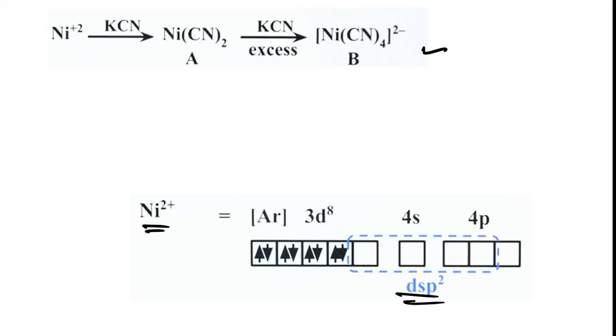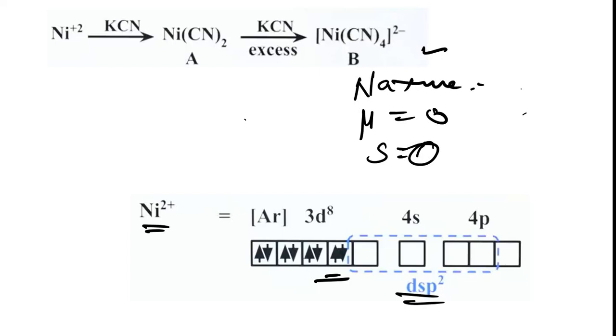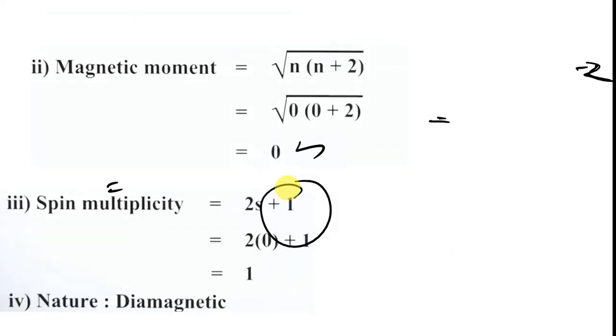And listen here, there are no unpaired electrons. So no unpaired electrons means mu is equal to 0. Right? Mu is equal to 0 means there are no unpaired electrons. Spin multiplicity, there are no unpaired electrons, so the spin multiplicity is also 0. Mu is equal to 0, S is equal to 0. And nature, if there is an unpaired electron, we have to say paramagnetic. So there are no unpaired electrons, so it can be called only diamagnetic. And the magnetic moment will be 0, and the spin multiplicity will be 1, and the nature is diamagnetic.